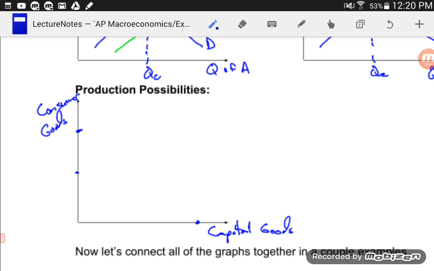I intentionally haven't drawn this yet as a curve because there's really two different possibilities here. If it's easy to switch from producing consumer goods to capital goods, then you'd end up with this straight line curve. Like, hey, I'm going to produce pizzas for 2 hours and then I'm going to turn around and start building a pizza oven. I often use that as my example in class here.